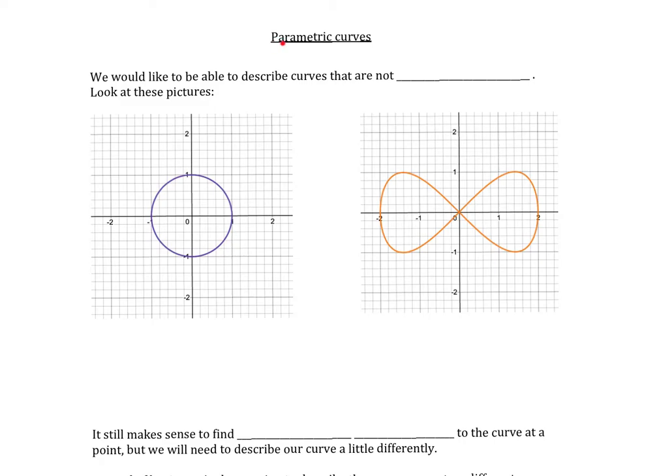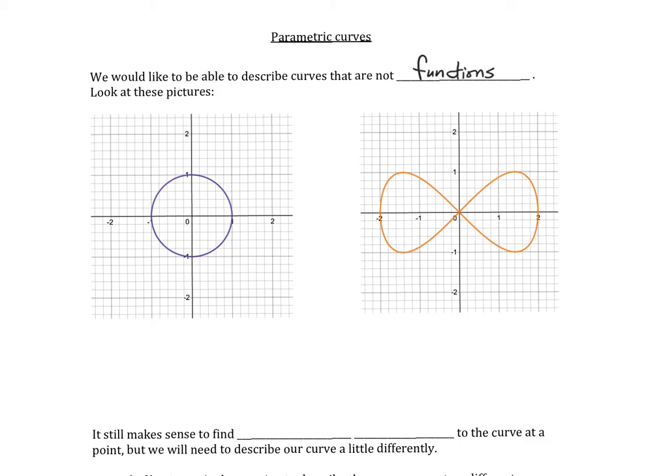Let's talk about parametric curves. We would like to be able to describe curves that are not functions, okay? So if you take a look at these two graphs over here, on the left side, we have a very familiar object. This is a circle. We can see this is not a function because it fails the vertical line test.